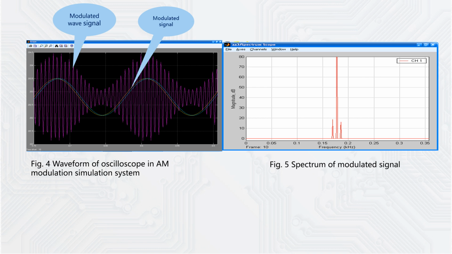In engineering, there is another concept called demodulation. Demodulation refers to a process in which the original modulated signal is recovered from the modulated signal. Let's look at Figure 5. Figure 5 shows the spectrum of a modulated signal.